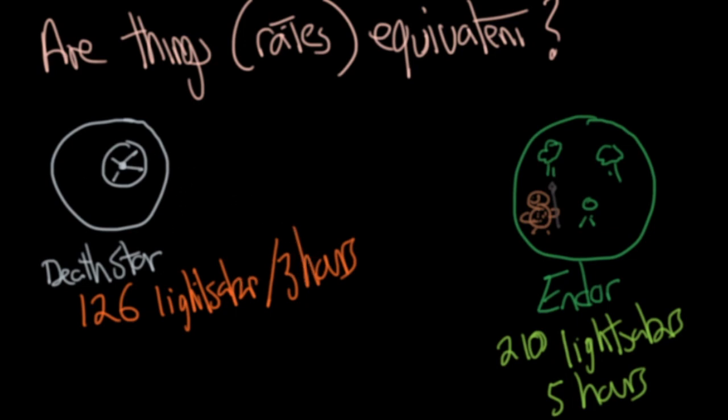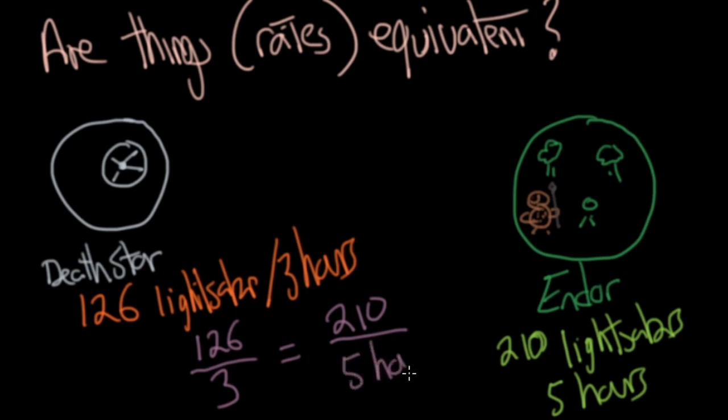And there are different ways you can do this one. I'm going to show you one. So I'm saying 126 lightsabers in 3 hours, and I'm just going to put down, well, they can do 210 lightsabers in 5 hours. Now you could calculate the unit rate for all of these, and that's a classic tried and true way. So for 1 hour, if I did the Death Star, they do 42 in 1 hour. That's pretty impressive.